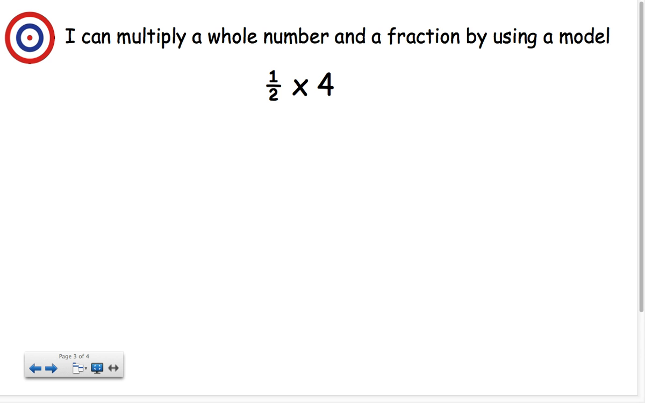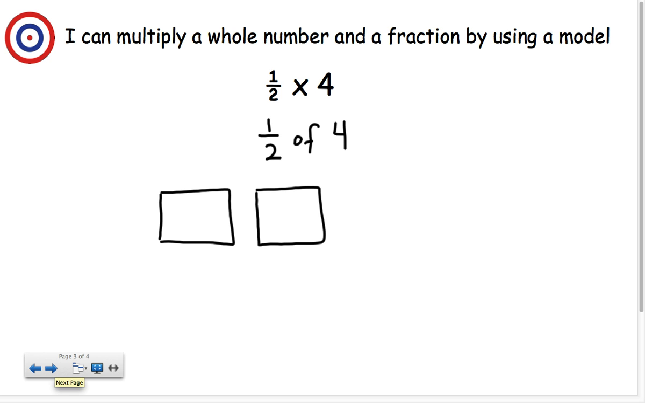This time, instead of finding a whole amount of groups, like three groups of 3/4, we're actually going to find part of a whole amount. So in this case, we're going to find 1/2 of 4. Let's see what that looks like. If I want to find half of 4, I'm going to model 4 whole amounts. I have 4 whole amounts, and I'm going to find half of it.